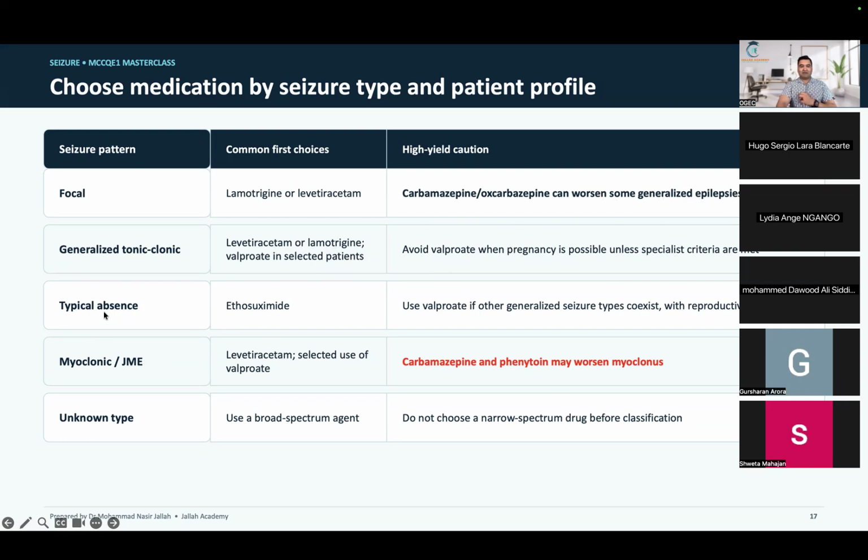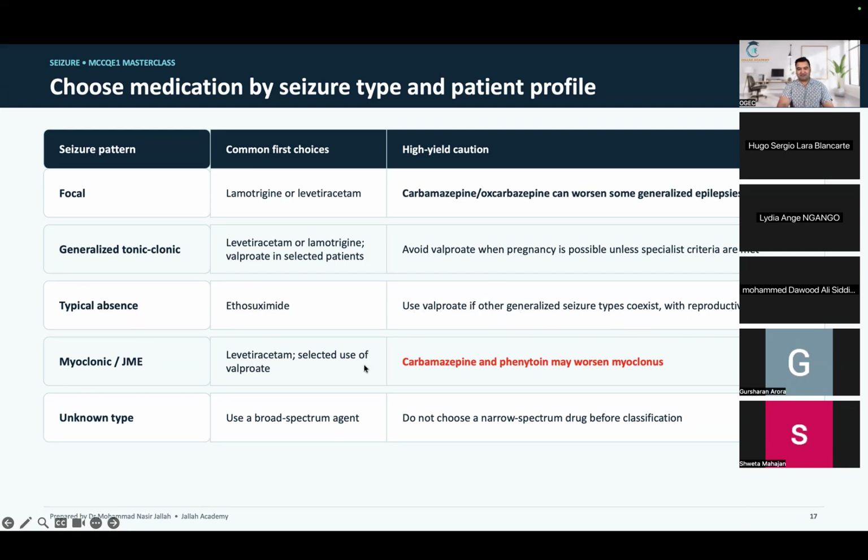Typical absence seizure: ethosuximide. This is the best medication. I forgot to make it red. They also love to use this as a question, like what is the best choice or best treatment for typical absence seizure? It will be ethosuximide. Use valproate if other generalized seizure types coexist, with reproductive caution. So this is going to be the best choice.